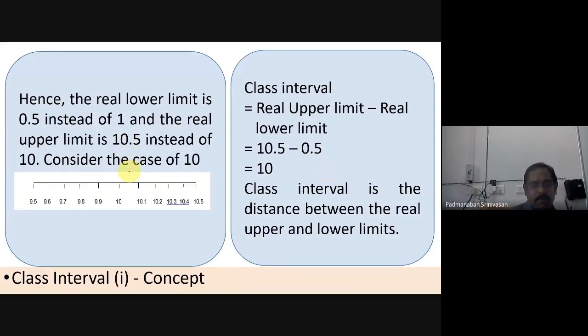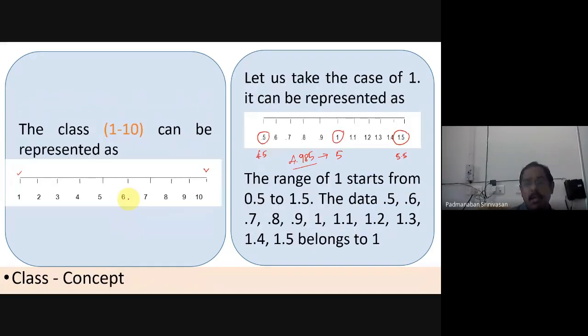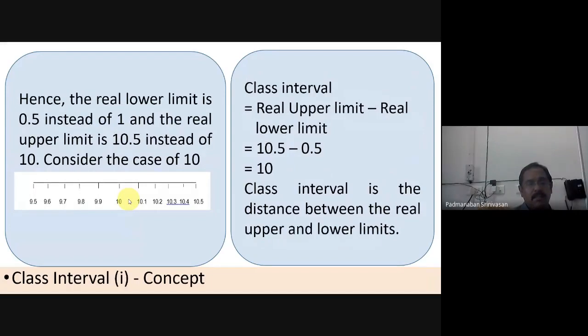Whatever we have said, the same thing is on the left hand side. So the real lower limit of 1 is 0.5, and the real upper limit of 1 is 1.5. The same thing if you take 10. We call these real lower limits. The real lower limit is 0.5 less than the number, and the real upper limit is 0.5 more than that particular number. Okay, right. Now we'll go for another concept.